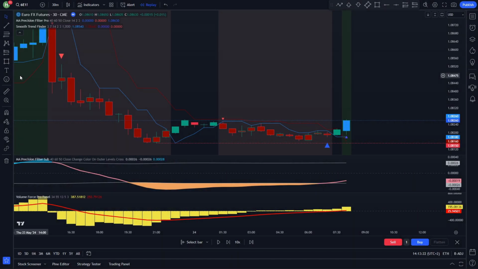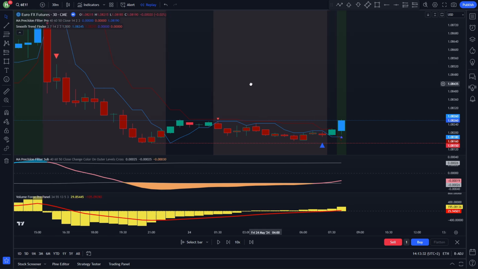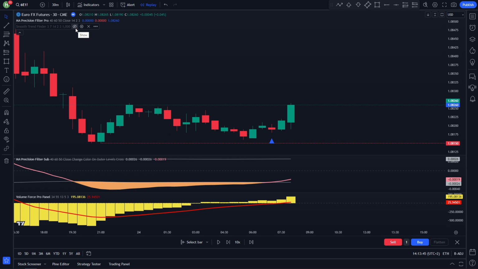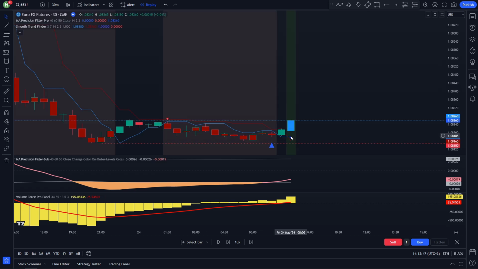Next, let's explore our last trade example. For this example, I've selected Euro FX futures in the 30-minute time frame. From the chart, we can see the MA Precision Filter has marked the end of the downtrend and a potential shift in market direction. On top of this, we are waiting for a buy signal from the Smooth Trend Finder to validate the change in trend.